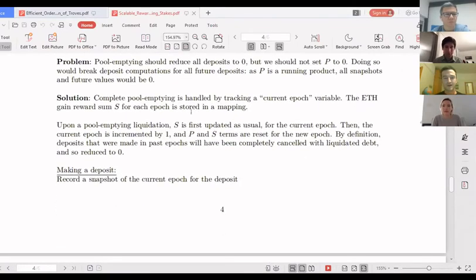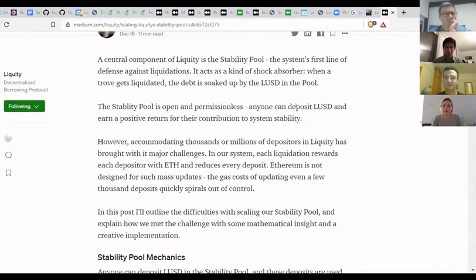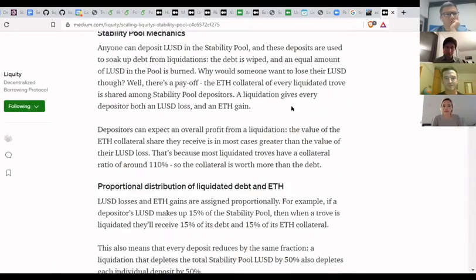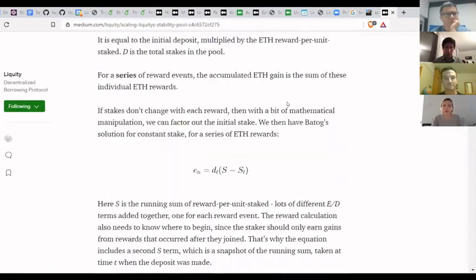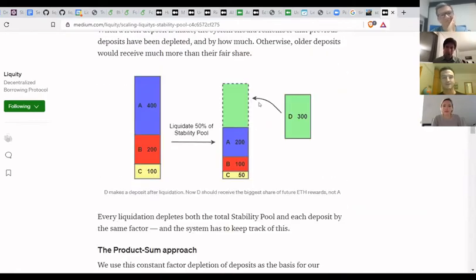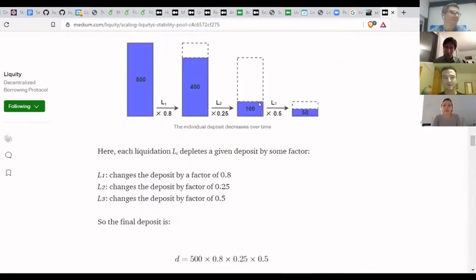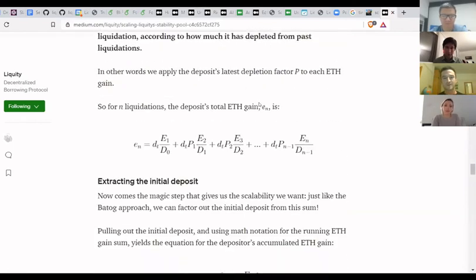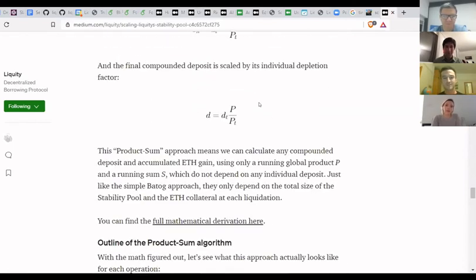And related to this, we also have a blog post. I'll just try and share that now. And this basically describes it in much more accessible terms, without too much algebra, and with a few diagrams as well, just to make it clear what's going on with our stability pool and how this whole thing works. Yeah, so that's it from the mathematical side of things.